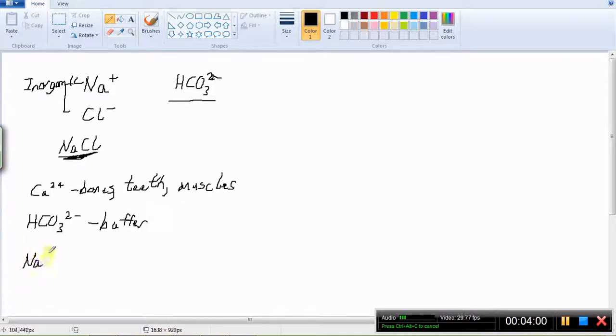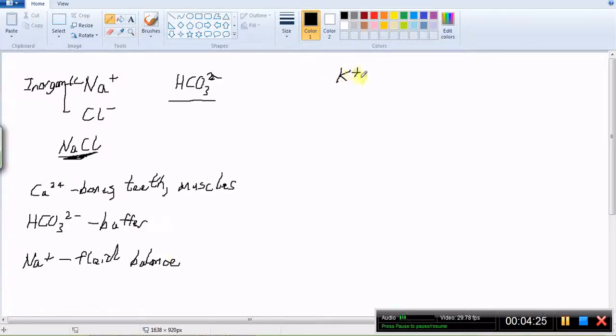Then we have sodium, Na+. It's important in fluid balance within our cells. We don't want our cells to lose too much fluid, then they shrivel up and die. We don't want them to have too much fluid in them, then they will burst.